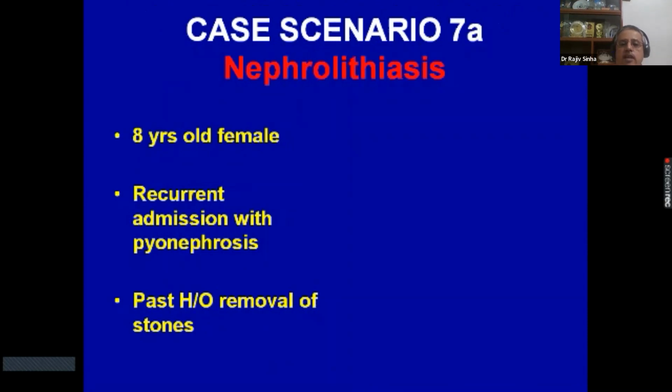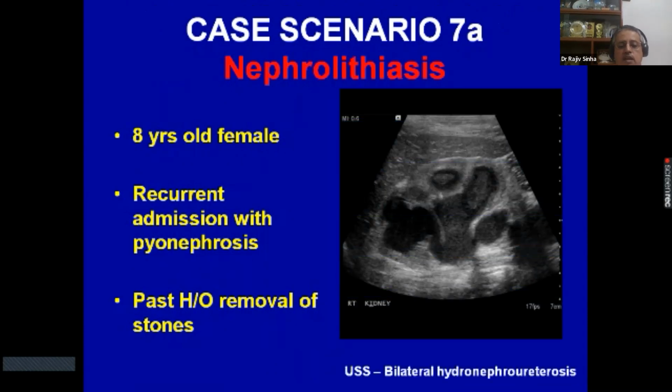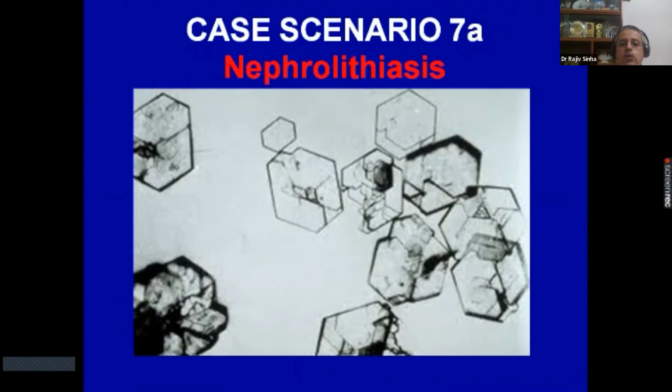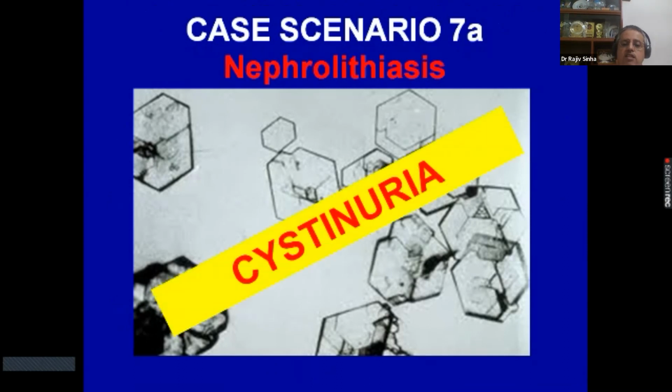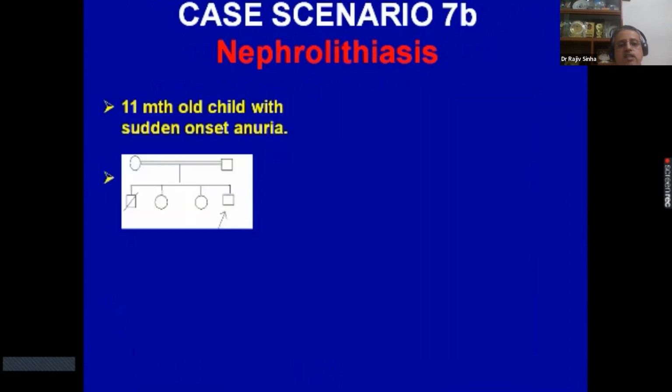Moving on to another set, stones. This was an 8-year-old female with recurrent infection with pyonephrosis. She had at least 3 surgeries for stone removal, but nobody had bothered to look at the urine routine properly, urine microscopy, which had distinct crystals, and the child had cystinuria. This was an interesting child which we encountered when I was in CMC Vellore.